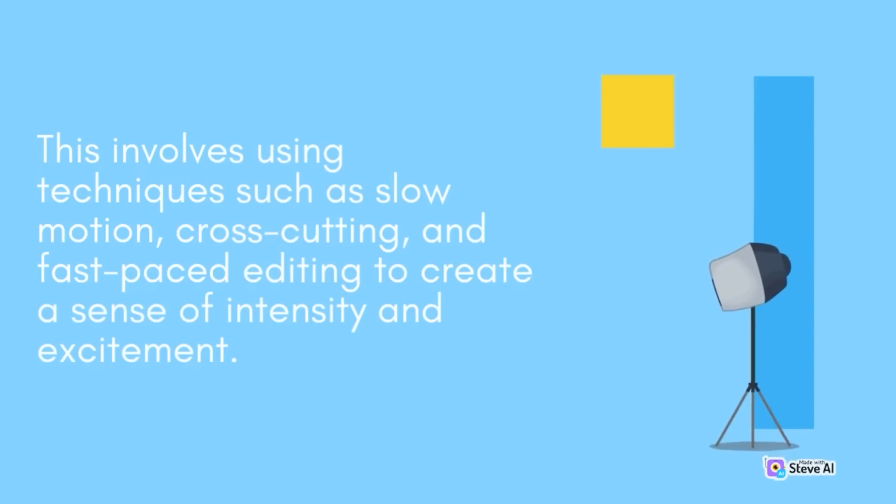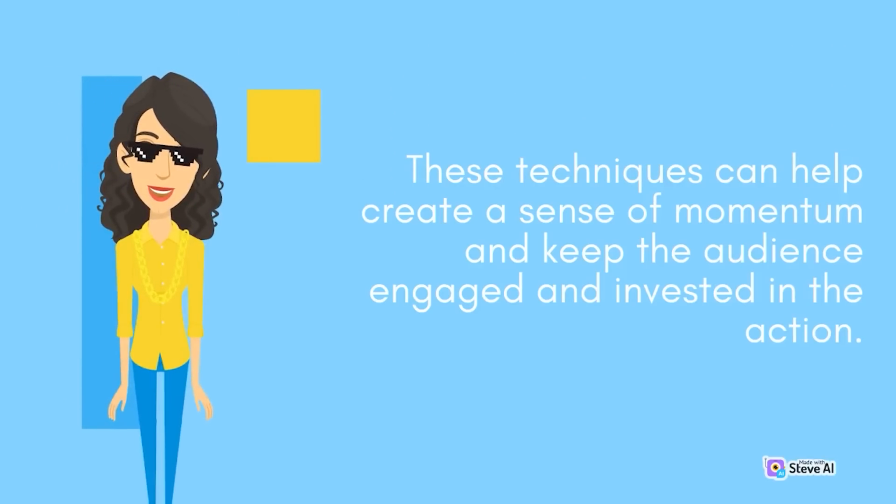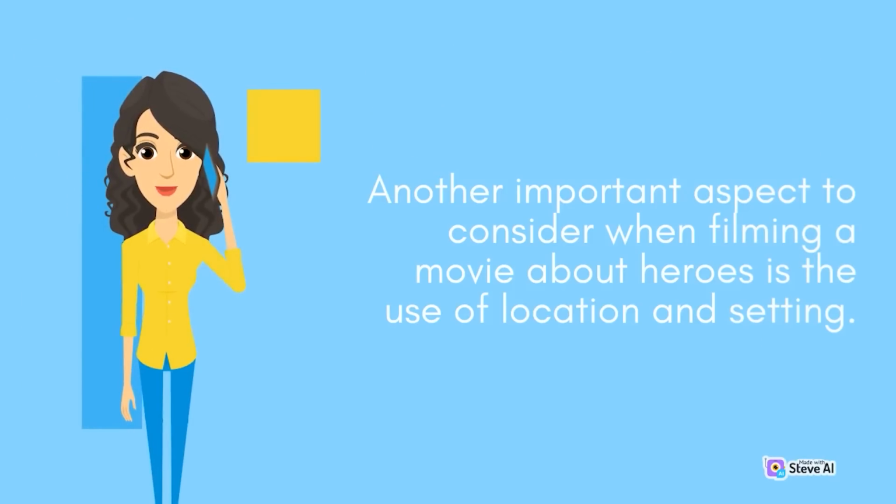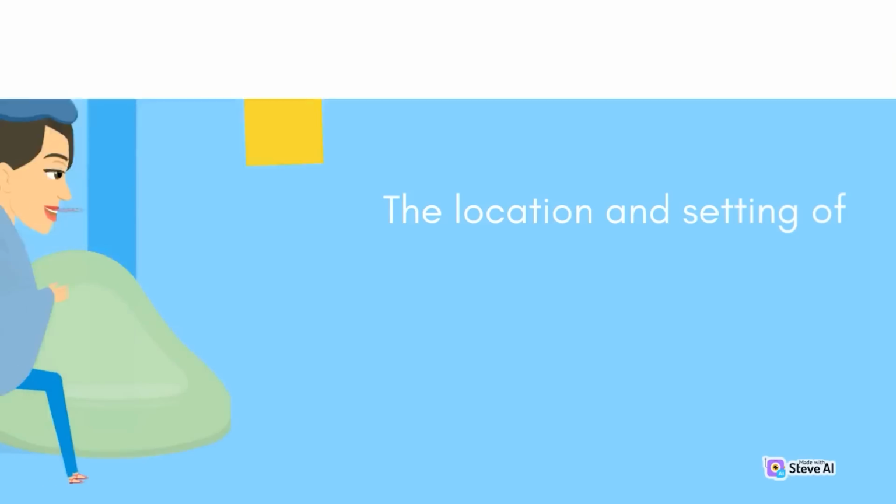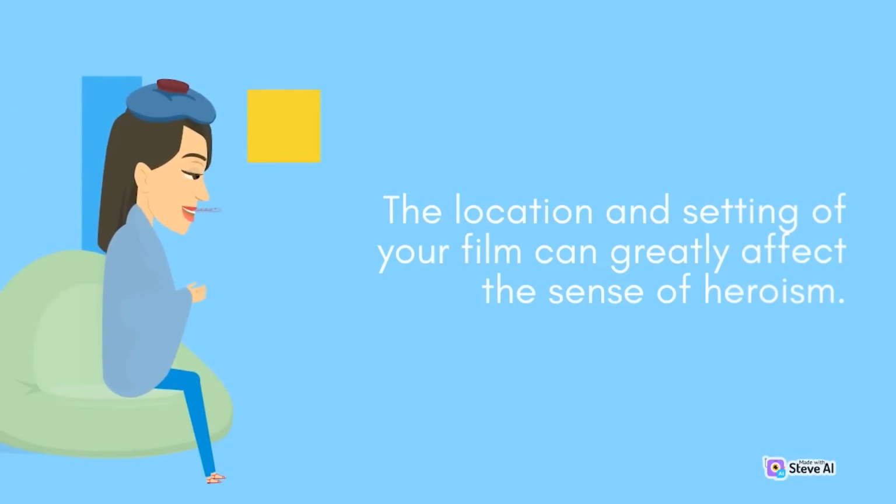This involves using techniques such as slow motion, cross-cutting, and fast-paced editing to create a sense of intensity and excitement. These techniques can help create a sense of momentum and keep the audience engaged and invested in the action. Another important aspect to consider when filming a movie about heroes is the use of location and setting. The location and setting of your film can greatly affect the sense of heroism.